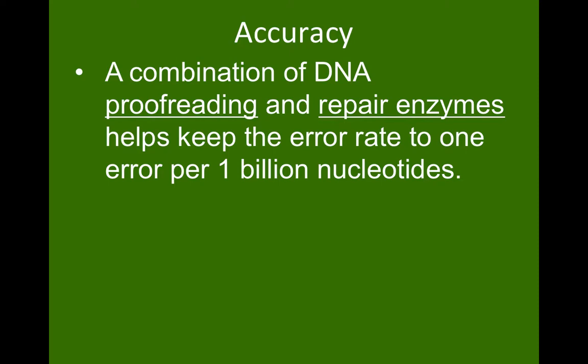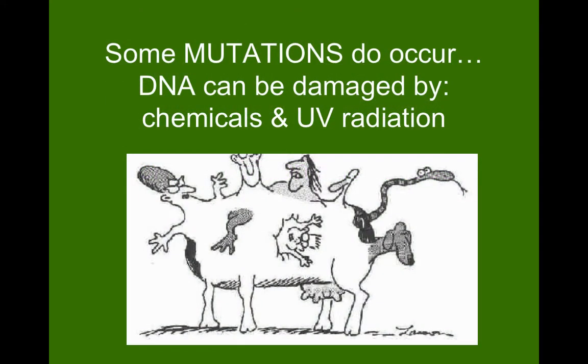The error rate is down to about one mistake, one error, every 1 billion nucleotides. So if we have 3 billion nucleotides, we get about 3 mistakes every time we copy our DNA to make a new cell, which actually isn't bad. But there are things that we are exposed to that can increase that, and that's what a mutation is. Those are things like chemicals that we're exposed to, as well as radiation.